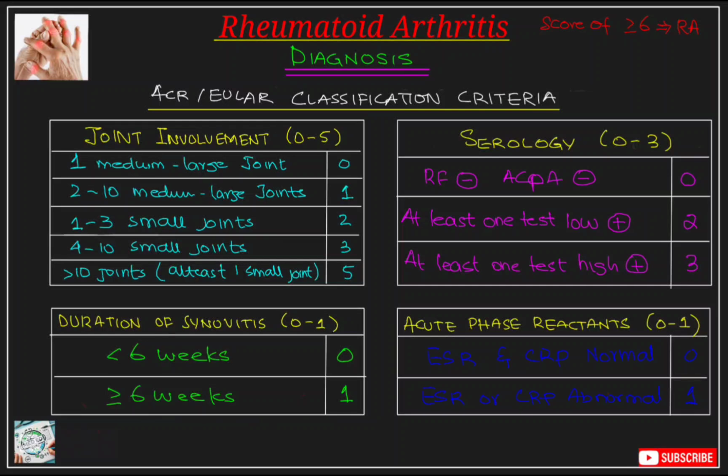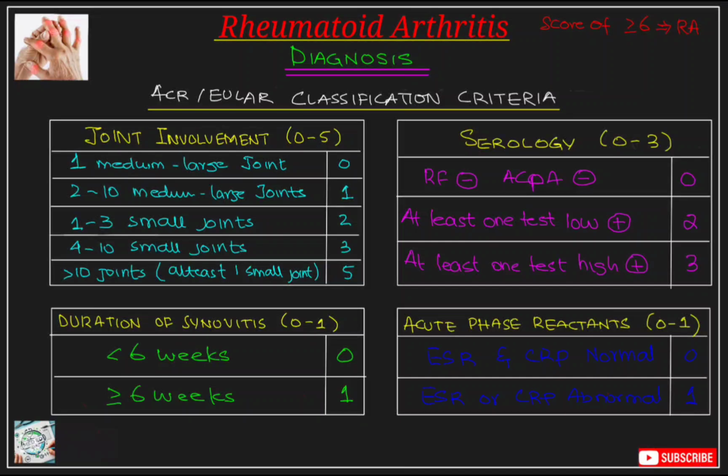Now let's put this into practice with a clinical scenario. Imagine a 40-year-old woman comes to the clinic with pain and swelling in the metacarpophalangeal and the proximal interphalangeal joints of both hands for the past 2 months. Serology shows ACPA of low positive value. The ESR and the CRP are normal. X-ray of the hands shows no erosions. Now let's calculate her classification score.